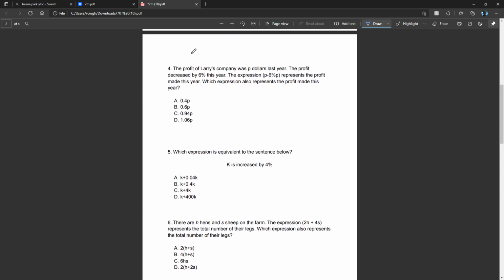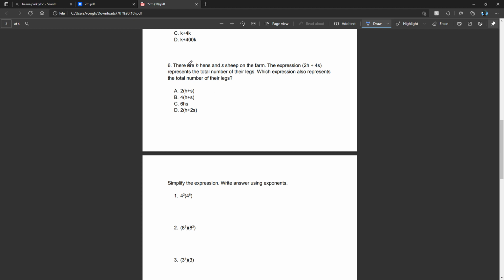The profit of Larry's company was $P last year. The profit decreased by 6% this year. Here's the expression, and it's asking which expression below is the same. So we have P minus 6% P. Convert this 6% to a decimal, so you divide 6 by 100, and that gets you 0.06. So that means you get 0.06P, and when you subtract it, you should get 0.94P, and C would be our answer.